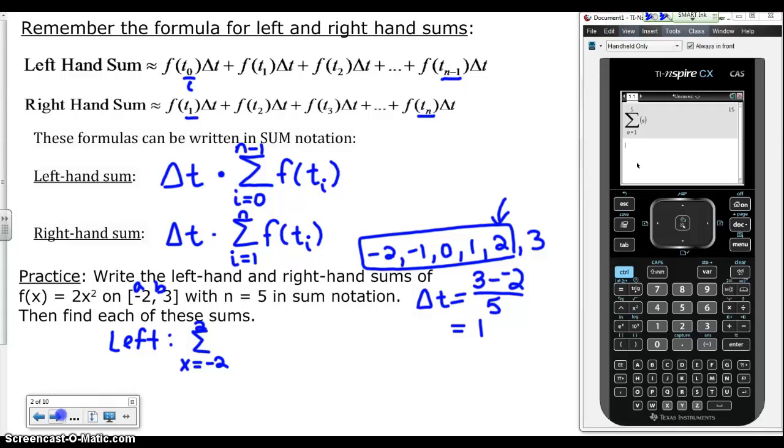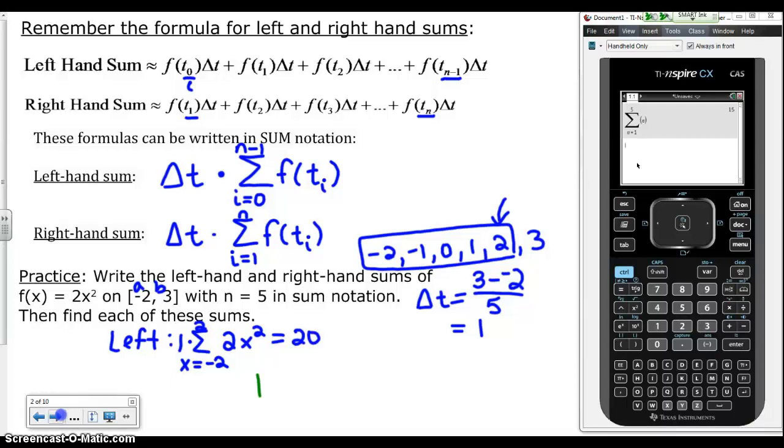And so inside the sigma, we're just going to put the function. So in this case, it's 2x squared. Now, technically, we should be multiplying this by delta t out front, but delta t is just 1. And so you could type that in your calculator. And if you type that in your calculator, you should get a value of 20.